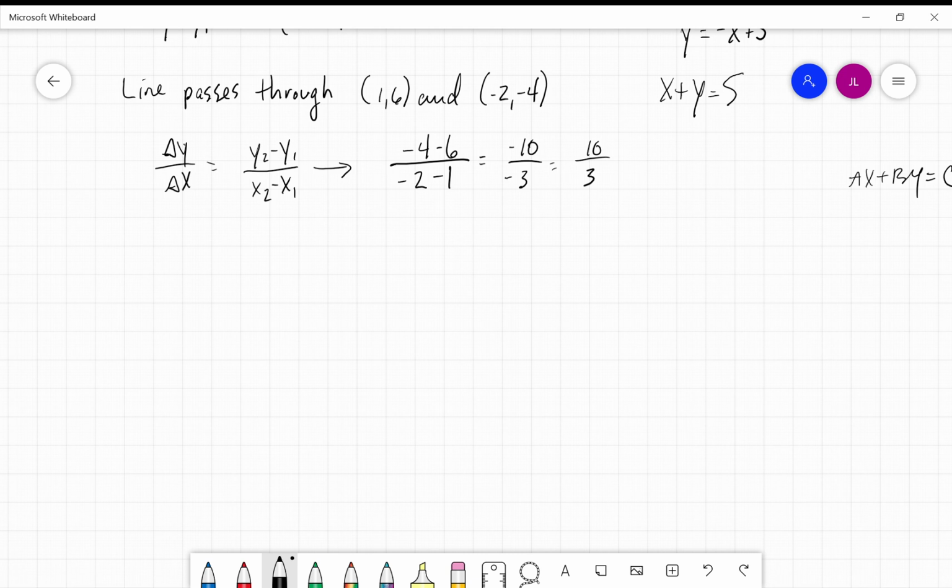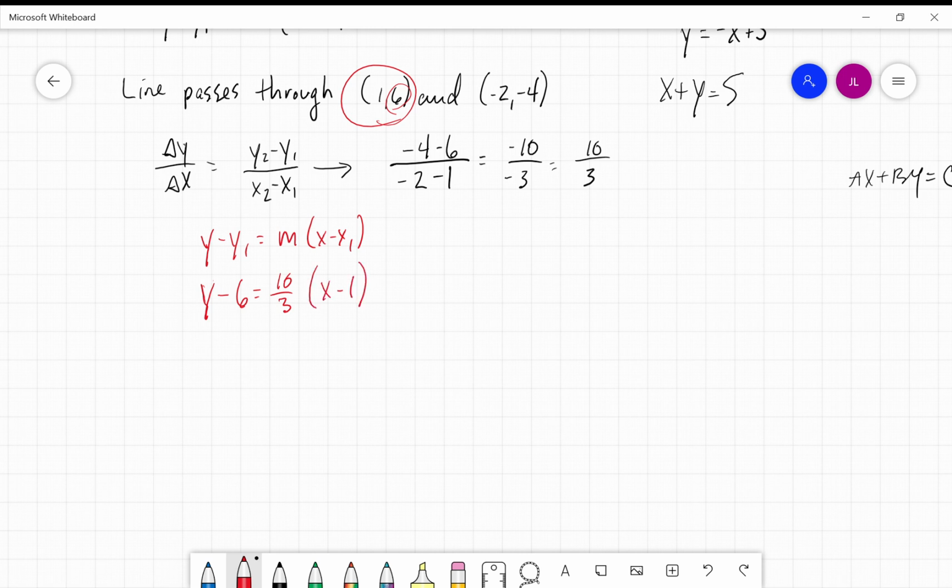So let's use this 1, 6. Remember, this is y minus y1 is equal to m times x minus x1. So y stays y. y1 is our y value here, which is 6. Y minus 6 is equal to, we know the slope, 10/3 times x minus 1. Okay? So y minus 6 is equal to, let's distribute here, 10/3 x minus 10/3.